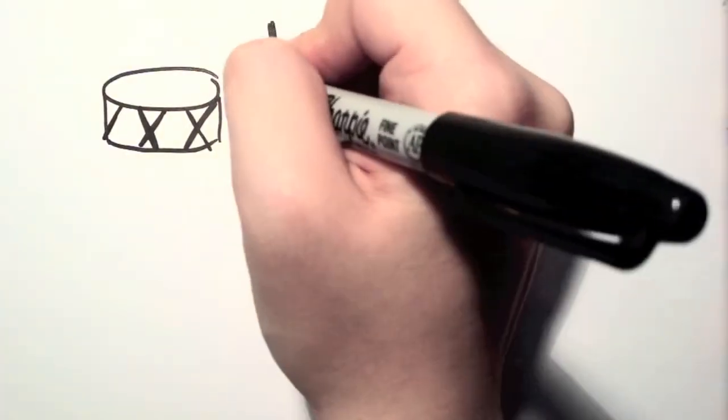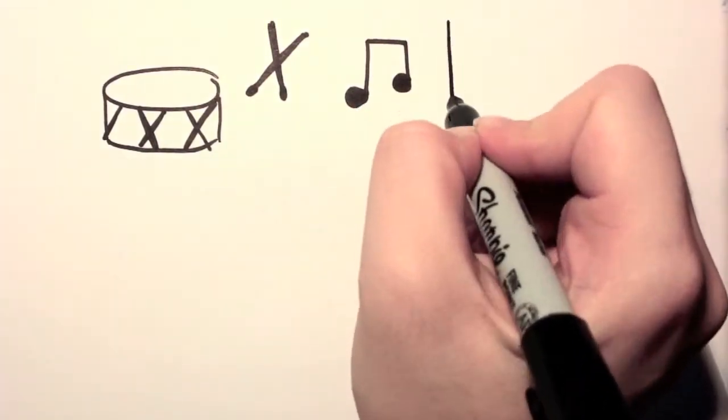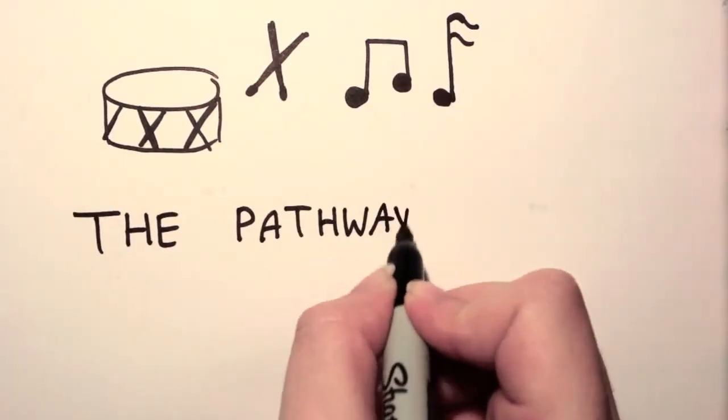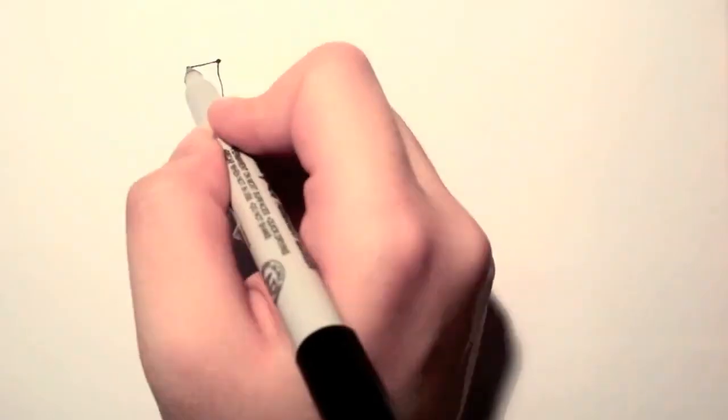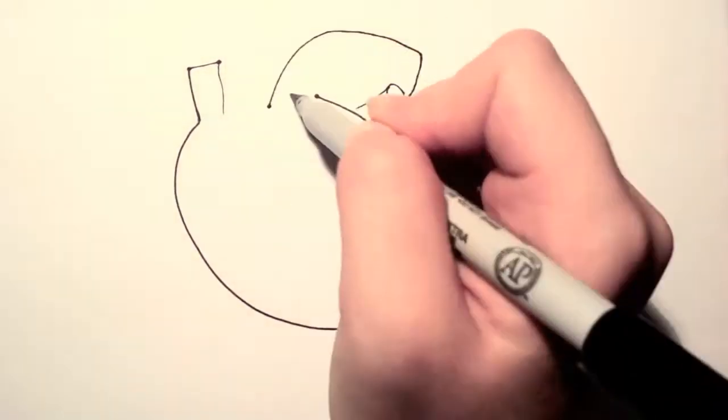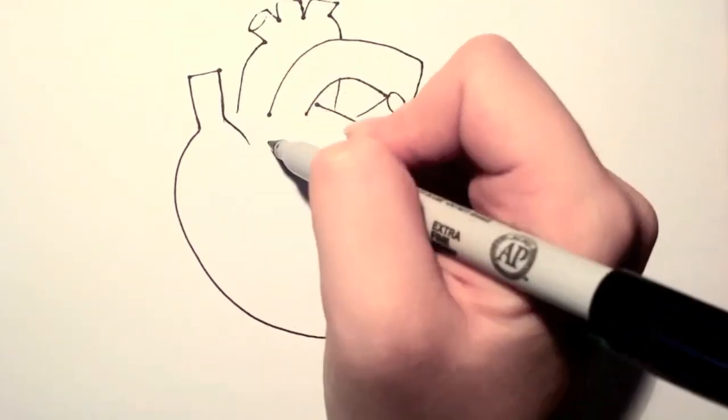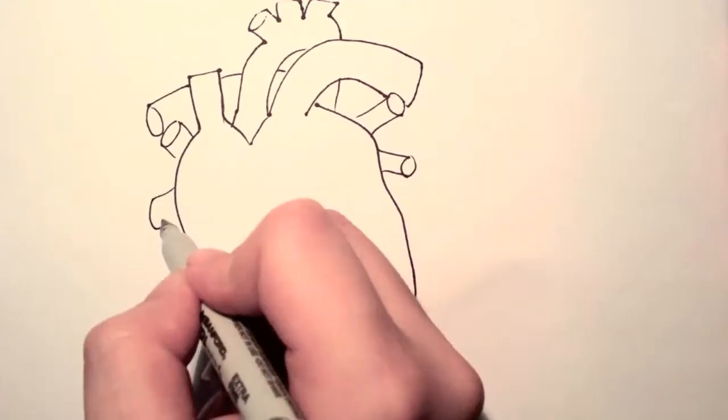Now for, drumroll please, the pathway of blood through the human heart. Keep in mind, arteries are blood vessels carrying blood away from the heart, and veins are blood vessels carrying blood towards the heart.